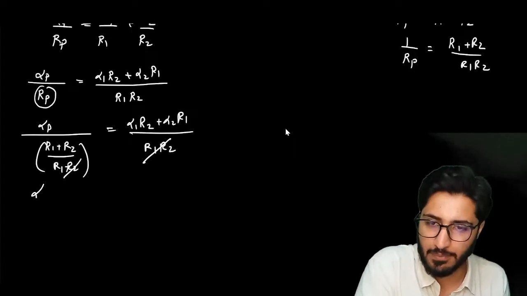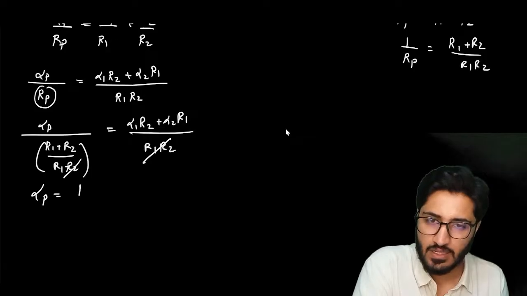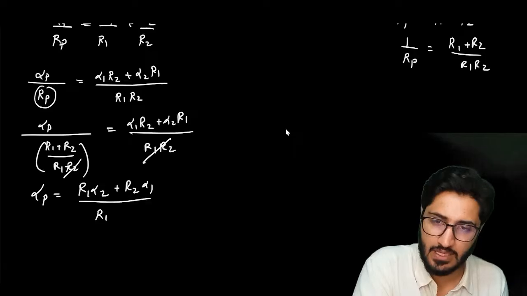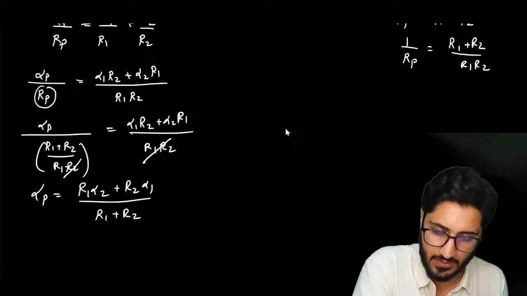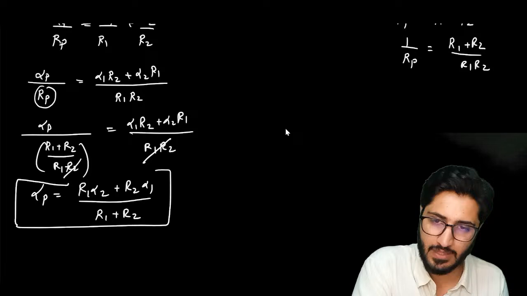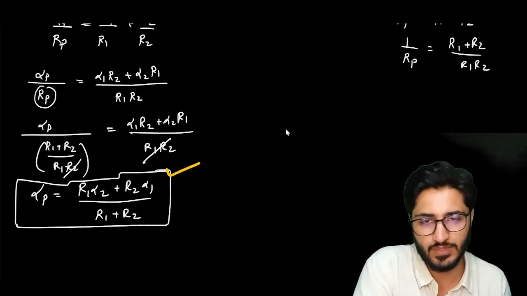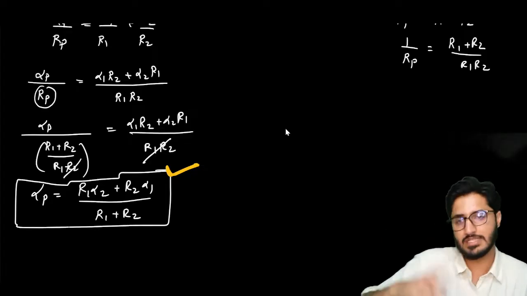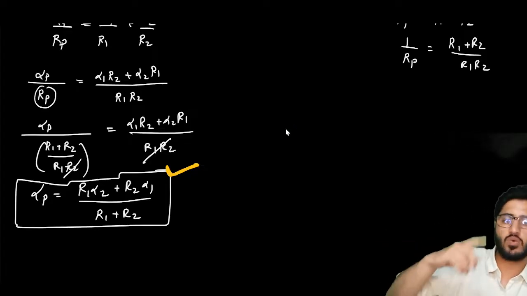So what is alpha P now? It is R1 alpha 2 plus R2 alpha 1, whole divided by R1 plus R2. I guess this is my final expression. This one is my final expression. Okay, it is R1 alpha 2 plus R2 alpha 1 divided by R1 plus R2.